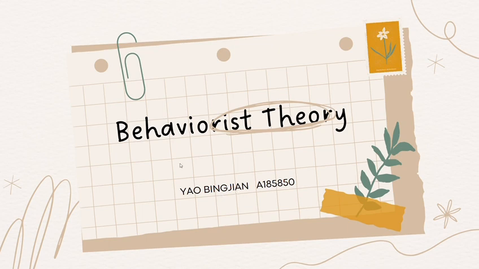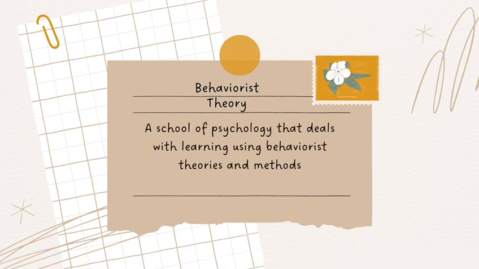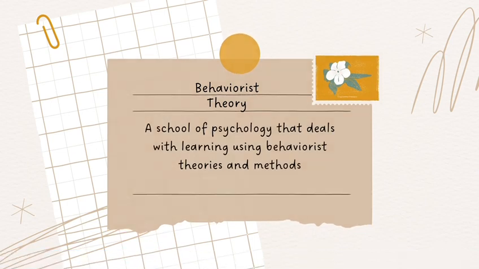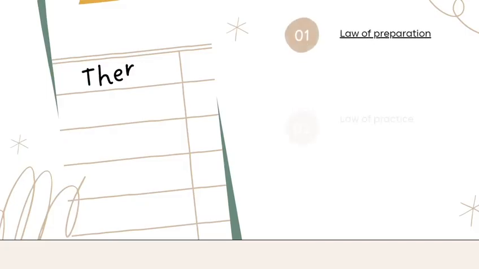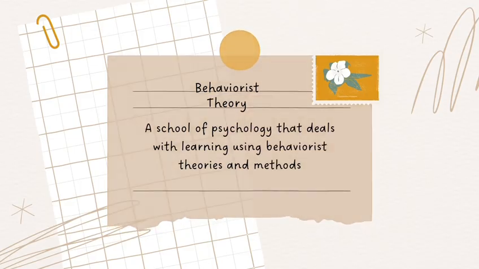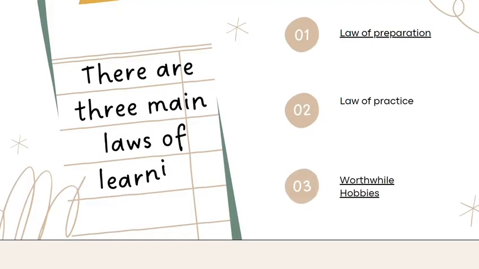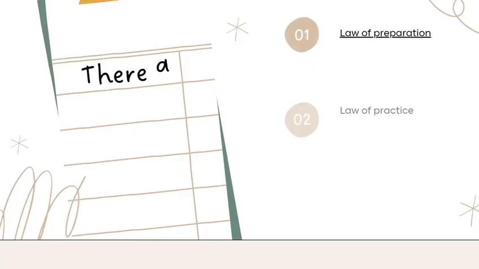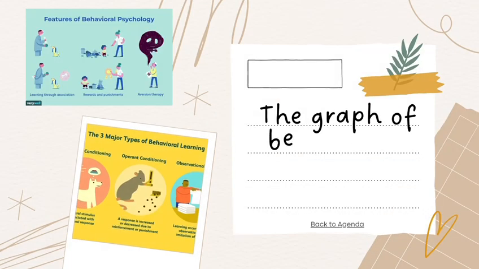My talk today is about the behaviorist theory of learning. Behaviorist learning theory is a school of psychology that uses behaviorist theories and methods to study learning. According to his experiments, three main learning laws are proposed: the law of preparation, the law of practice, and the law of effect.